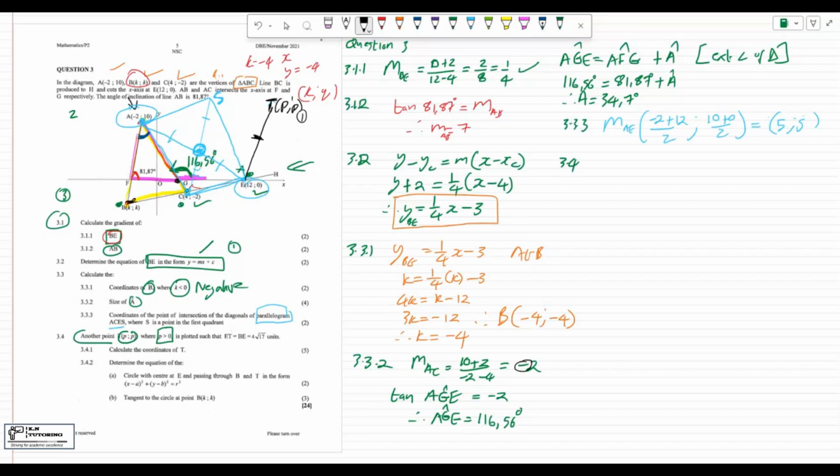B to E. I'm sorry for this mess, but that's the best that I can do. So they're telling me that this line and these lines are equal. Okay, and they want us to find the coordinates of T.